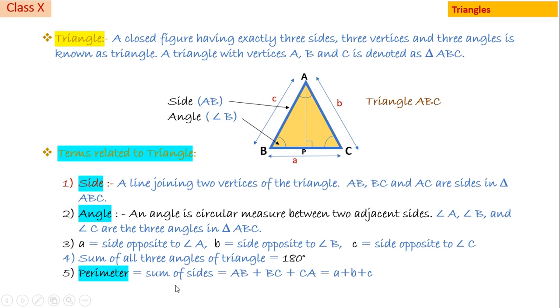Perimeter. The perimeter of triangle is equal to sum of sides of triangle is equal to AB plus BC plus CA is equal to small a plus small b plus small c. Now area. Area of triangle is equal to half into base into perpendicular height. In this triangle ABC, AB is the perpendicular height. So the formula of area is equal to half into BC into AB.